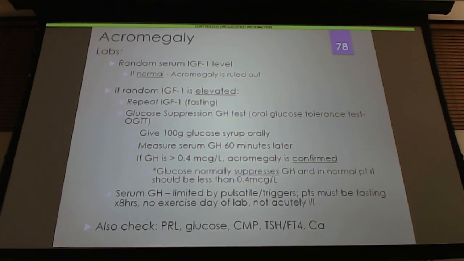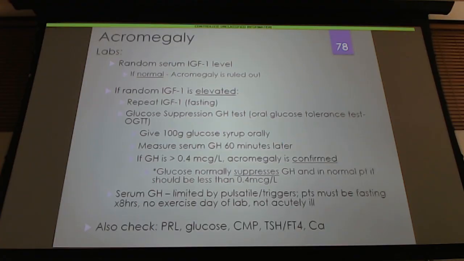In addition to that, I need to do a glucose suppression growth hormone test. Okay, endo labs, stay with me. Are you familiar with the oral glucose tolerance test? A little bit. It's like you drink this gross sugary syrup, and then you check your blood glucose to see what happens. So it's the same idea. We know hyperglycemia should inhibit growth hormone. We learned that a few slides back.